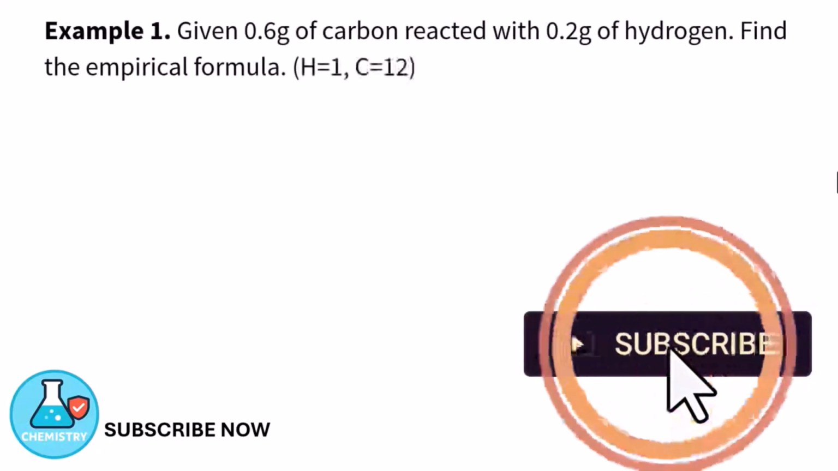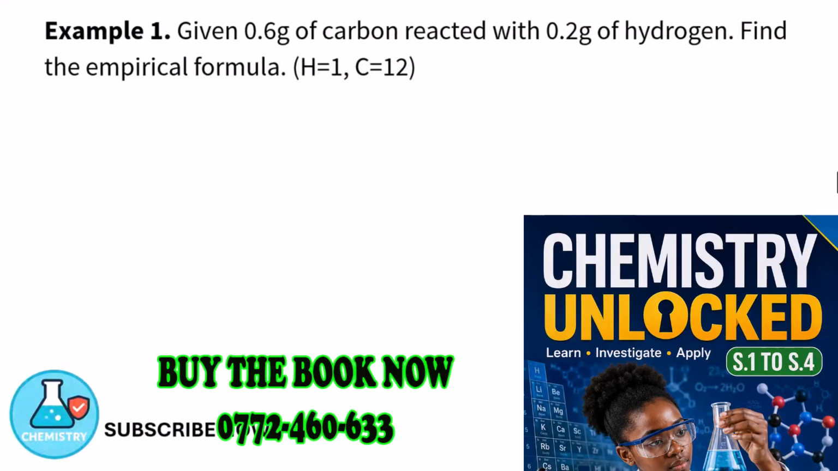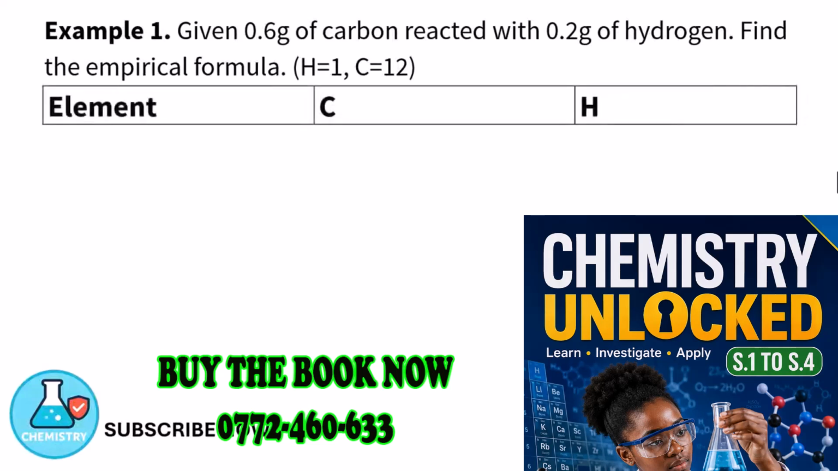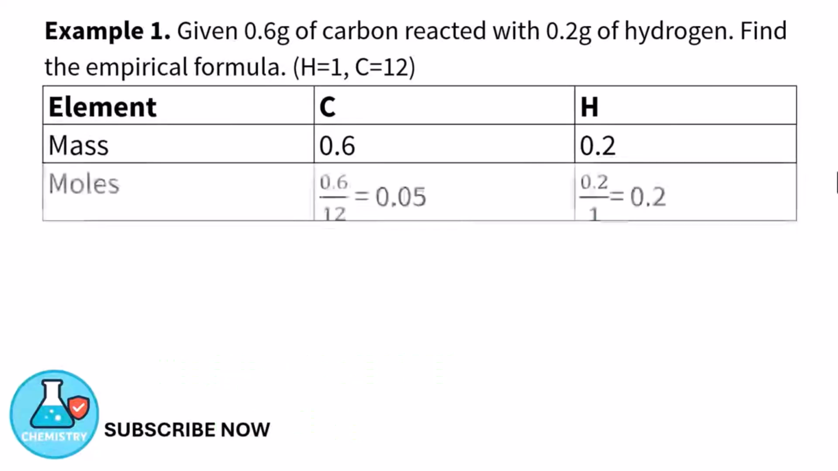Example 1, given 0.6 g of carbon reacted with 0.2 g of hydrogen. Find the empirical formula. Start by identifying the elements present. Use their symbols, composition by mass. Carbon is 0.6, and hydrogen is 0.2. Number of moles for each. It's given by mass divided by relative atomic mass.